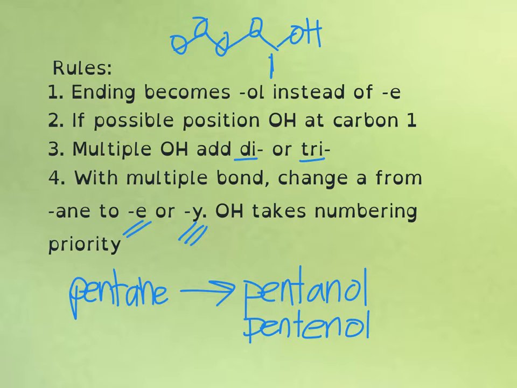ENOL. That would indicate that there's a double bond, and usually they're going to have a number here telling you where the double bond is, and perhaps you have a number here other than 1. Maybe you have the OH off of that second carbon, so you can plug numbers in there. The OH takes numbering priority, so if you have a choice between a double bond and a triple bond, you're going to look at the OH to decide the numbering.